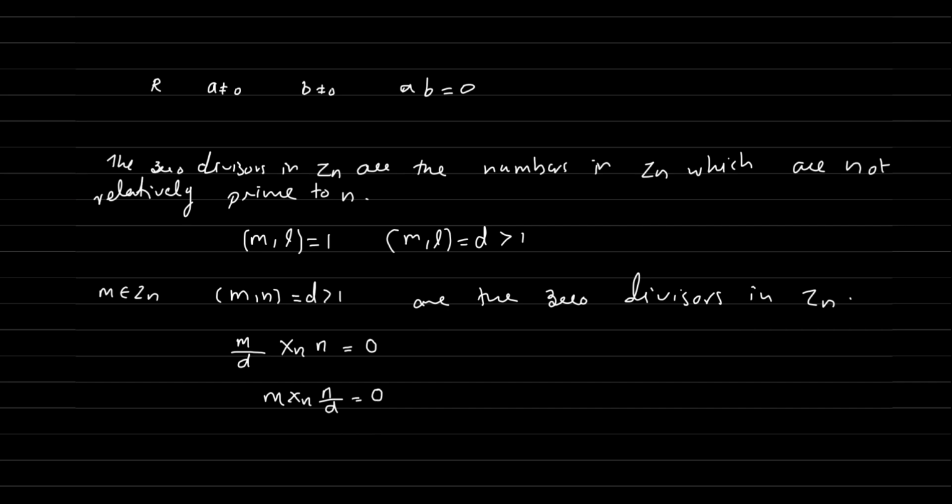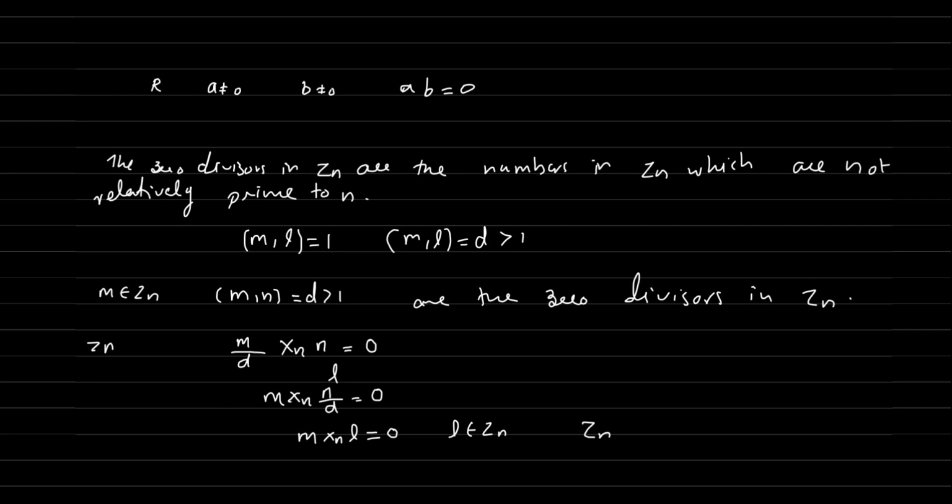And here n by d will be an element in Z. So if we denote n by d by L, then m multiplication modulo n L will be equal to 0, and L belongs to Zn, and which is a non-zero number. So we can say that m is a zero divisor in Zn. Okay, so those numbers which are not relatively prime to n are the zero divisors in Zn.